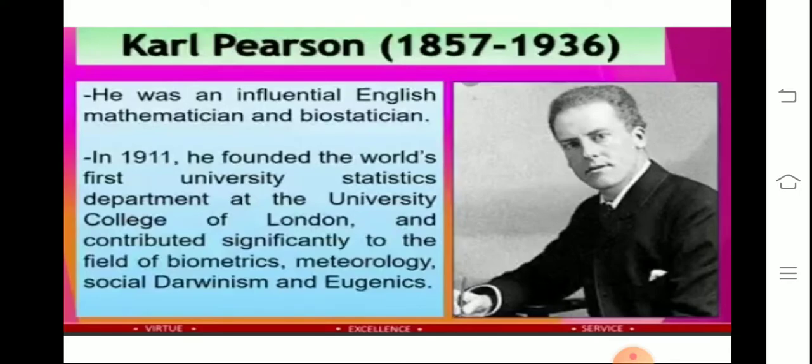So by the way, Karl Pearson was an influential English mathematician and biostatistician. In 1911, he founded the world's first university statistics department at University College London and contributed significantly to the field of biometrics, meteorology, social Darwinism, and eugenics.